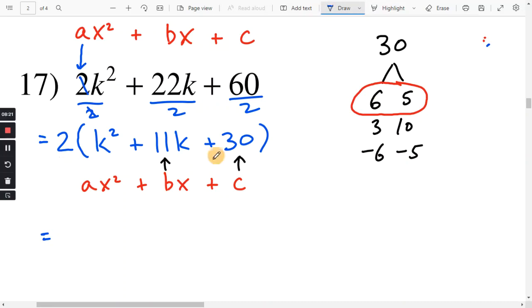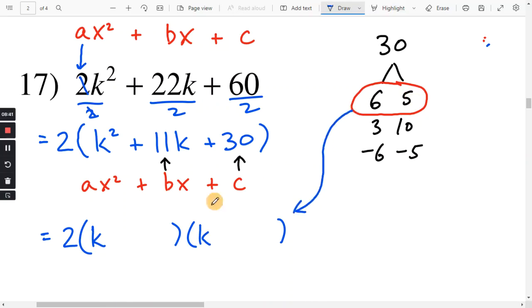All right, so now we want to keep the 2. And since we have k squared, on my two sets of parentheses, I am going to start with a k. All right, and then you just want to use the 6 and the 5 in your parentheses. So we have positive 6 and positive 5. Final answer.